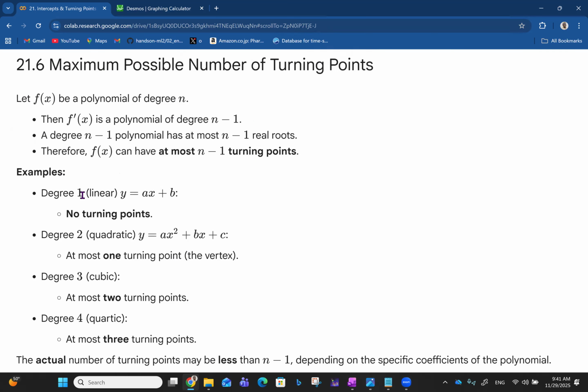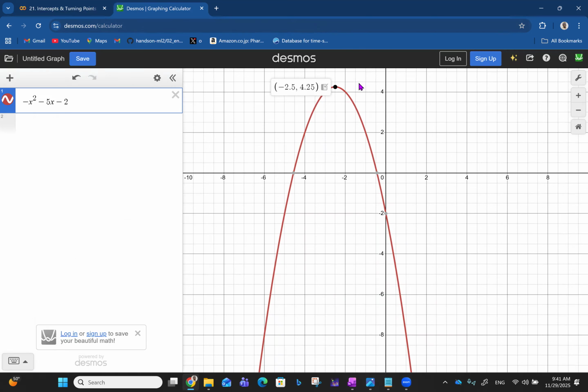Examples now. For degree 1, which is linear, we know y equals ax plus b. This one has no turning points, right? Because it is linear. But degree 2, which is quadratic, y equals ax squared plus bx plus c, has at most one turning point, which is the vertex, right? This one is of degree 2, and it has only a single turning point, as you can see right here.